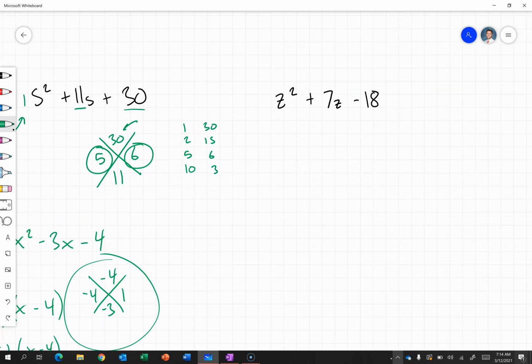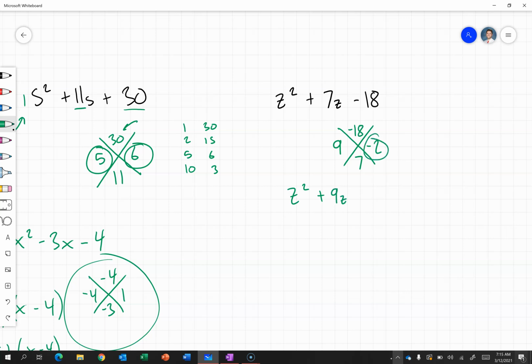Okay, let's go ahead and do this one. z squared plus 7z minus 18. Once again, we ask ourselves, is there a greatest common factor? The answer is no, so we make our diamond. AC is -18, B is 7. So we need to find something that multiplies to -18 and adds to 7. Okay, well, we need one negative factor. So I know this will be 9 and -2 because 9 plus -2 is 7 and 9 times -2 is -18. So now we can write this as z squared plus 9z.